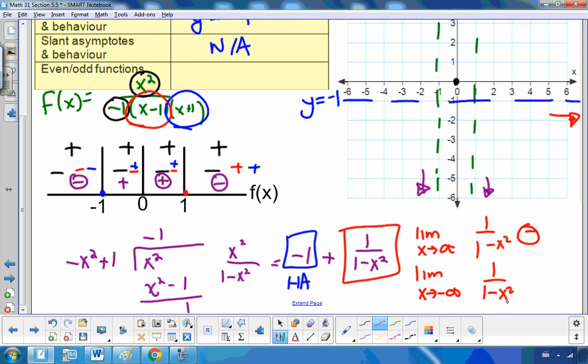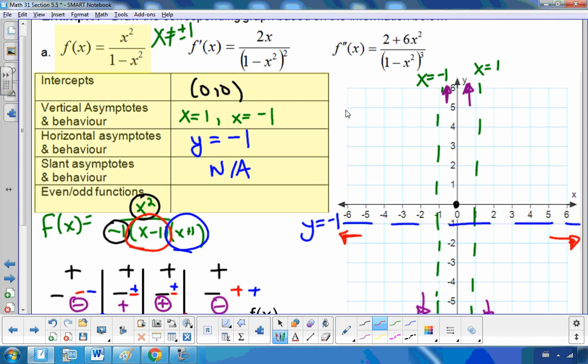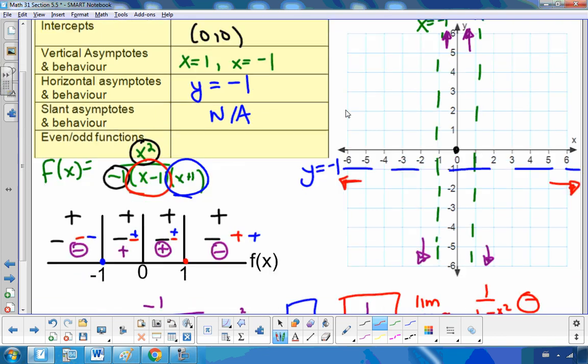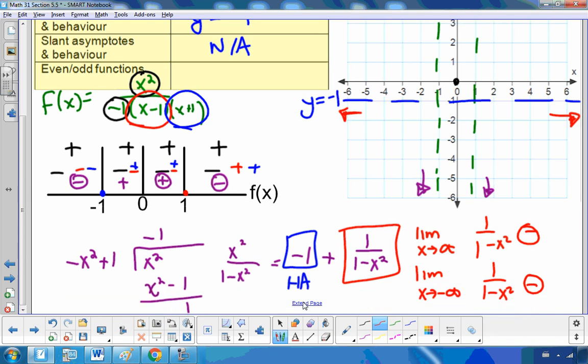So if I have 1 minus a really big number, it's still going to be negative. So that means my left end is also below. So I have the behavior around my horizontal asymptotes and my vertical asymptotes. The last thing I need to do is figure out if I have an even or an odd function, and I'm going to do that by looking at f of negative x.